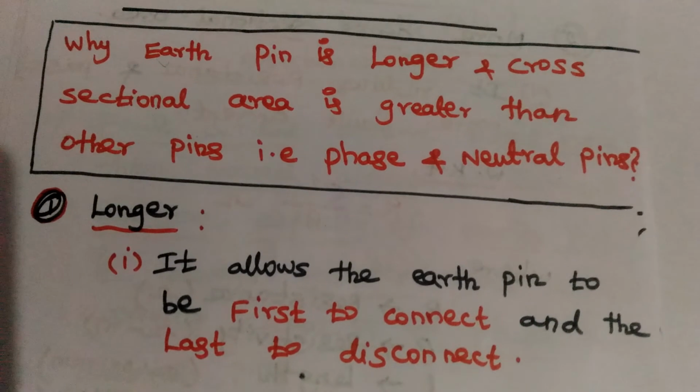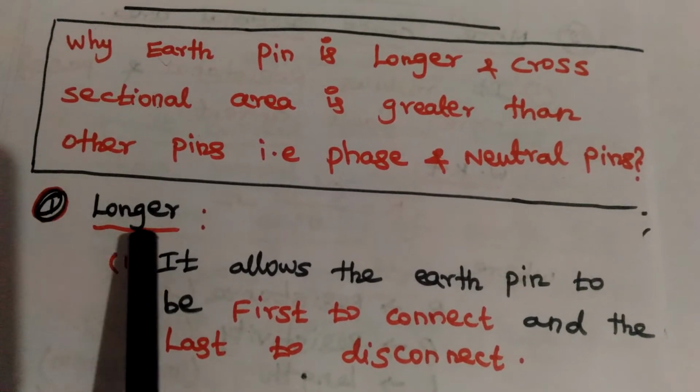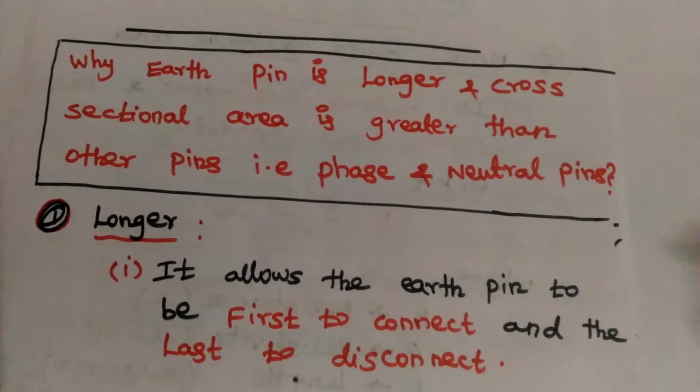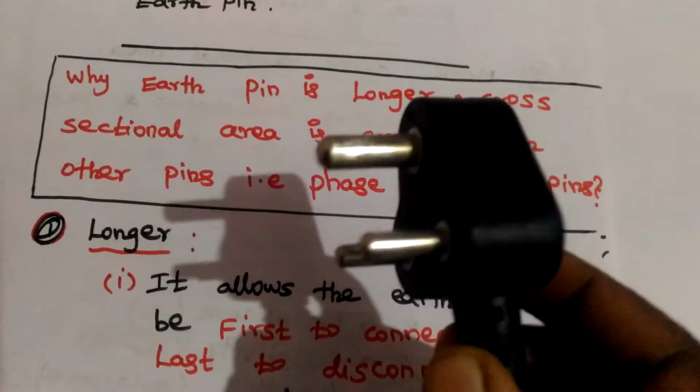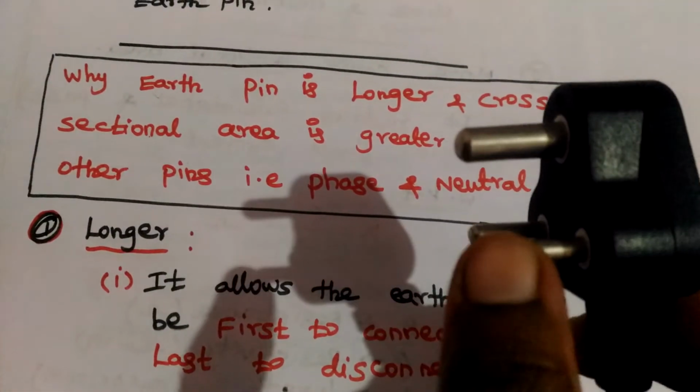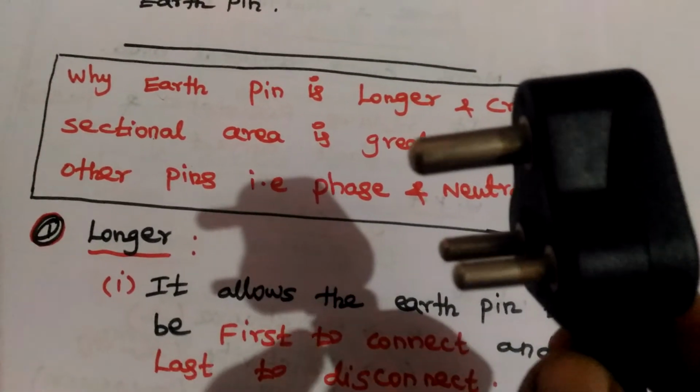So first we will see why the earth pin is longer. We can see in the plug itself that the earth pin is somewhat longer than the other two pins, the phase and neutral pins. So what is the reason?